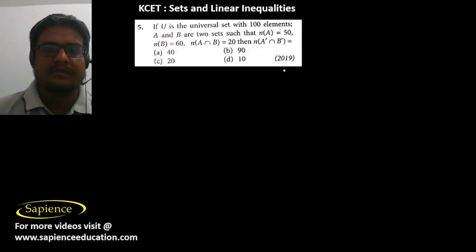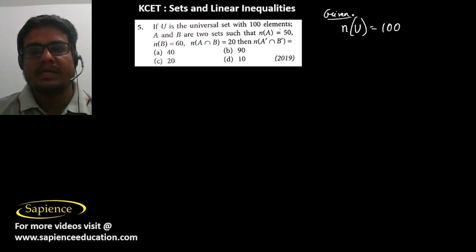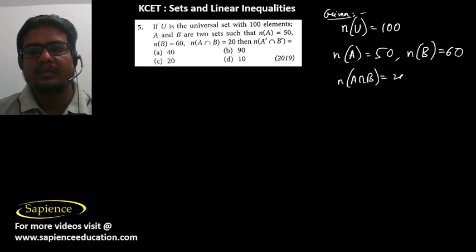Okay, then in question number 5 it is told that if U is the universal set with 100 elements, so n of U is 100, this is given, and A and B are two sets such that n of A is 50, n of B is 60, and n of A intersection B is equal to 20. Then we have to find the value of n of A complement intersection B complement.